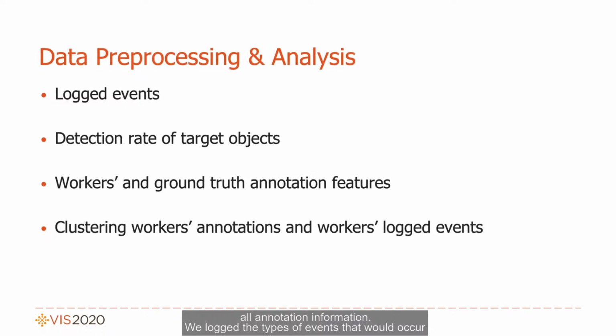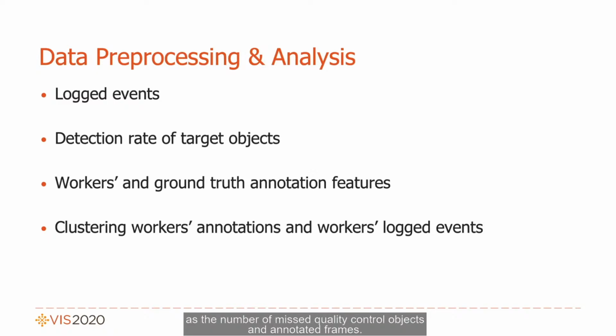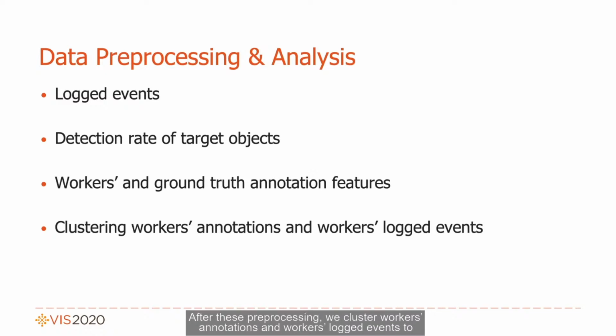We log the type of event that occurs as the workers perform the task and the timestamp of the event. We also compute the detection rate of target objects by comparing workers' annotations and ground truth annotations. Additionally, we calculated several worker and ground truth annotation features, such as the number of missed quality control objects and annotated frames. After this processing, we clustered workers' annotations and workers' event logs to aid the crowdsourcing application analyst in analyzing the annotations.